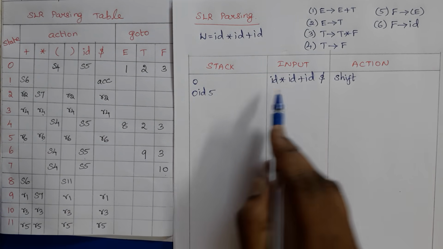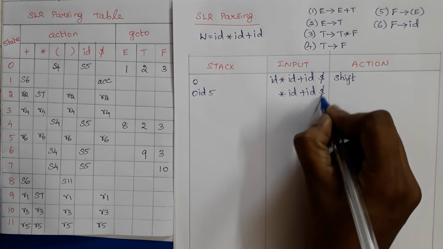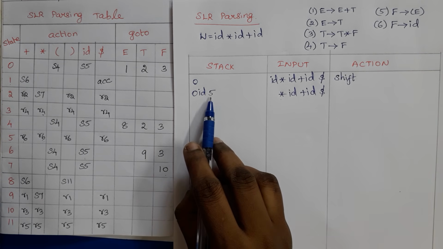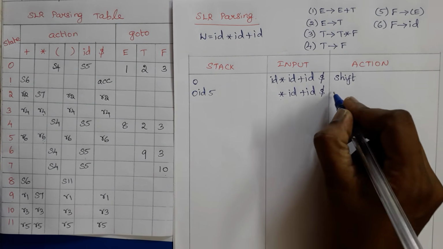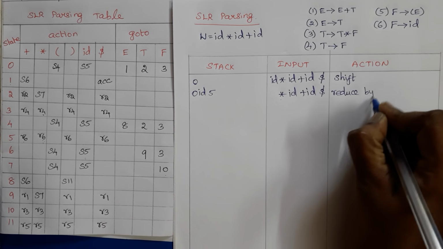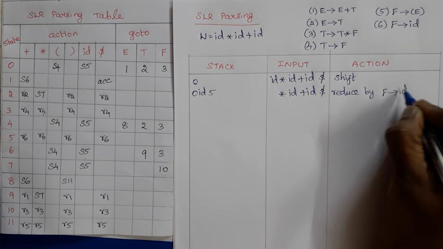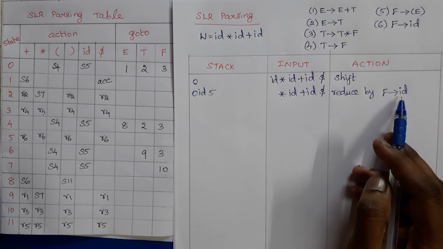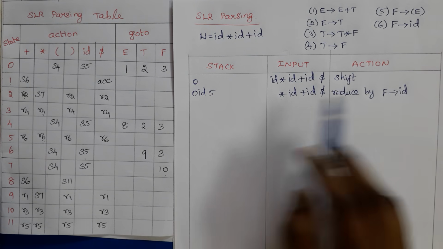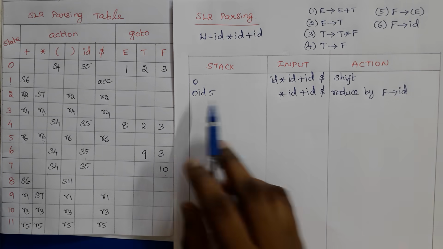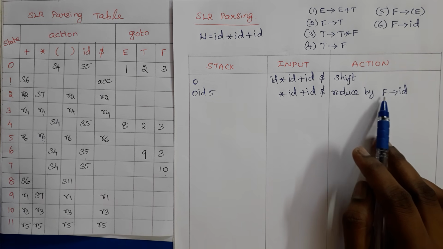Now we advance the input pointer to the next input symbol, so the current input symbol is star. Then again check 5 and star. 5 and star is reduce R6, so reduce by production number 6. Production number 6 is F tends to ID. Now we do the reduce action. Reduce action means we replace the right hand side of the production by the left side. We have the handle on top of the stack, so that handle should be matched with the right hand side of the production and replaced by the symbol on the left hand side.